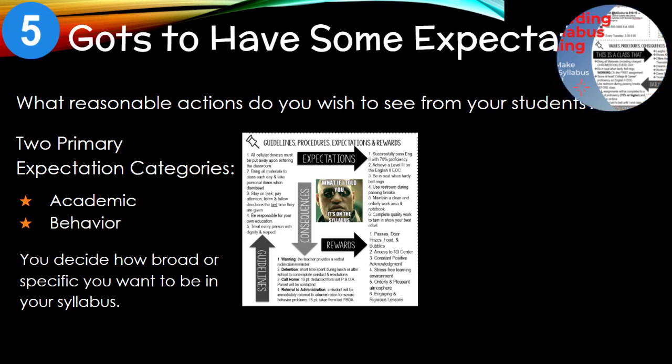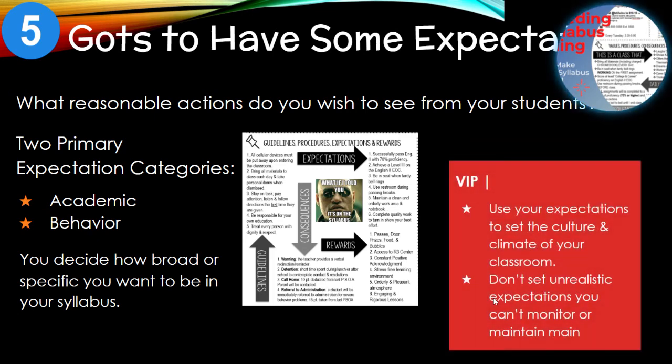As you can see here, this teacher listed the academic expectations first, and then she had a little bit of behavior: successfully pass English 2 with a 70%, achieve a level 3, be in seat when the tardy bell rings, use restroom breaks, maintain a clean and orderly work area, complete quality work to turn in and show your best work. Bam. Those were the expectations. And then right beside it, she has guidelines. Guidelines and expectations typically go hand in hand. And then, of course, with your expectations, you have the consequences.